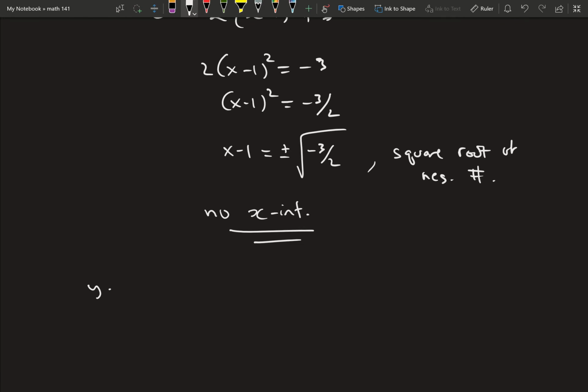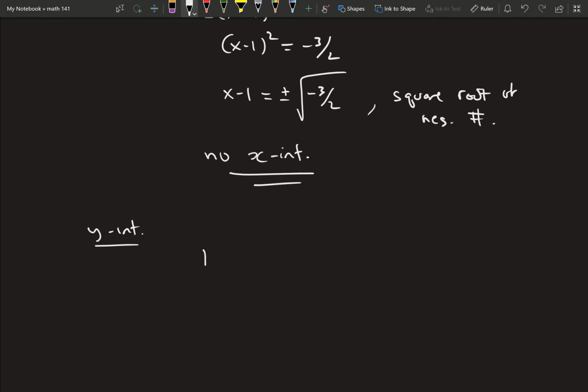So let's look at the y-intercepts. How would we find a y-intercept? Well, p of x, let's start with the original equation, 2 times x minus 1 squared plus 3.